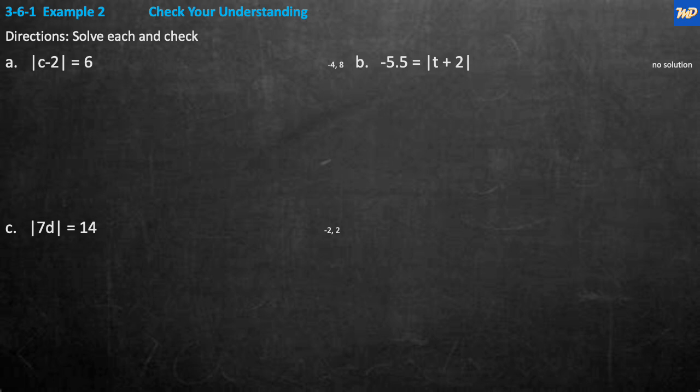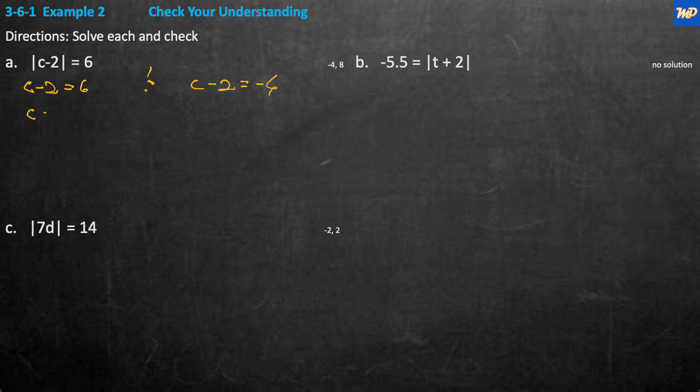The absolute value of c minus 2 equals 6. So what do we have to do? We have to write two equations, right? We talked about it. We're going to write one that says c minus 2 is equal to 6. And then the other side is going to be c minus 2 is equal to negative 6. And it's simple. We're going to subtract 2 or add 2 to both sides.